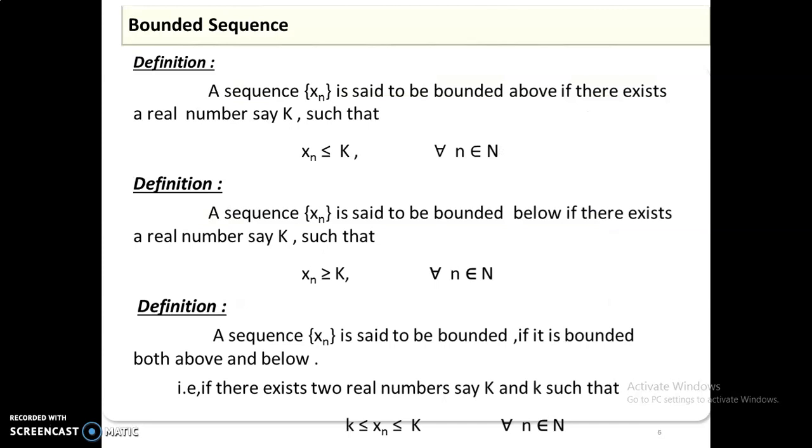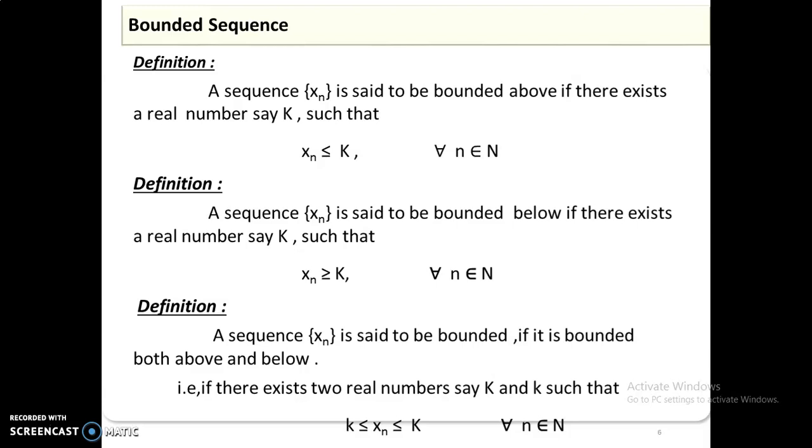Now let us discuss some definitions. The bounded sequence. What is a bounded sequence? A sequence is said to be bounded above. We have bounded above as well as bounded below.